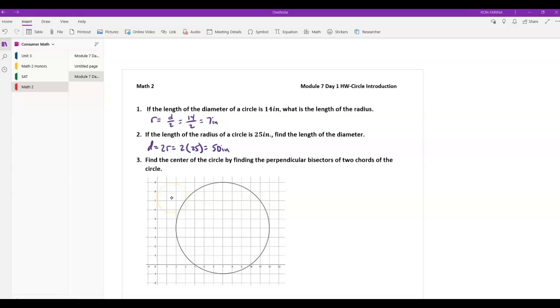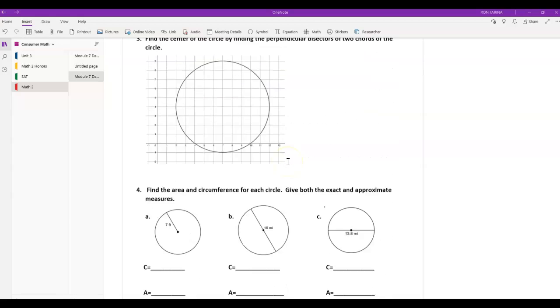Okay, for the first problem, the radius is always going to be half the diameter. So I'm going to take the diameter divided by 2. So 14 divided by 2 gives me 7 inches. Number 2, if the radius is 25 inches, what is the diameter? Well, to find the diameter, we always double the radius. So 2 times 25 would give you 50 inches.